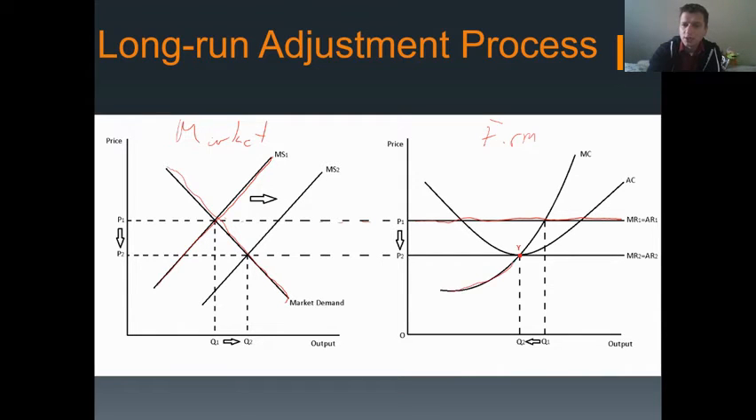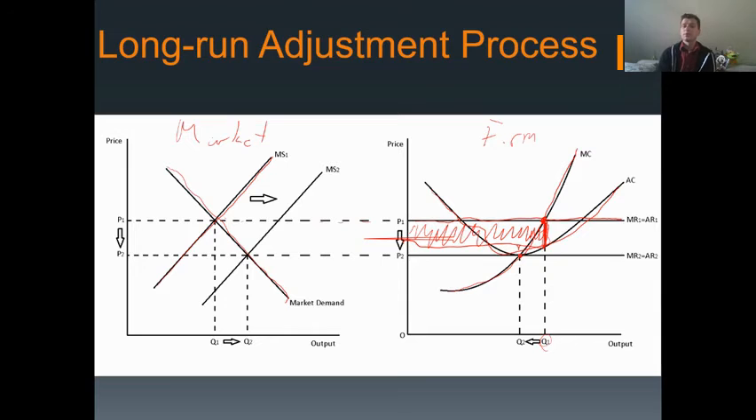You have your swooshing MC coming through, and your ATC at that initial output is below. So if you look at MC equals MR, the profit is that quantity, where MC equals MR, down to your ATC, over to the y-axis. The rectangle that I'm filling in now, that's your profit box in the short term.